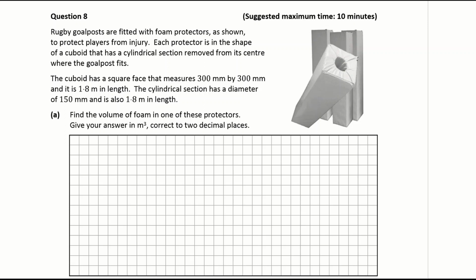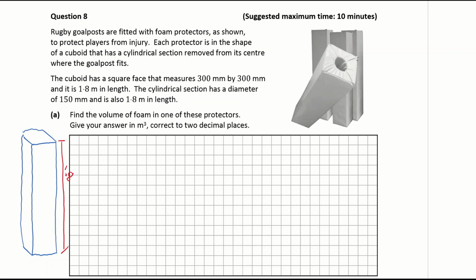Okay, so a lot of information there to take from it. Let's first of all sketch out one of our foam protectors, just to see what we're looking at here. So we have our face of our foam protector, and the foam protector is 1.8 meters in height. So from top to bottom, it's 1.8 meters in height. Question then tells us that the face of it is 300 millimeters by 300 millimeters. Now 300 millimeters is 0.3 meters if we divide by 1000. So I'm turning them all into meters. It's 1.8 meters high, 0.3 meters thick and 0.3 meters wide.